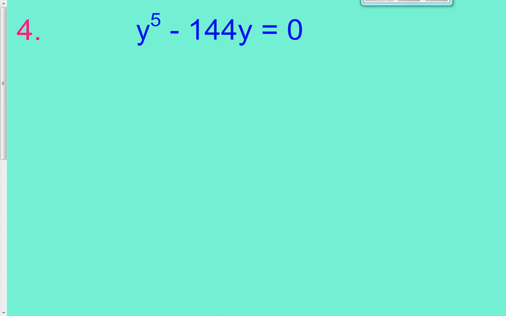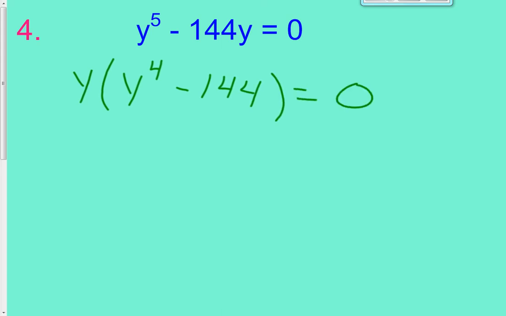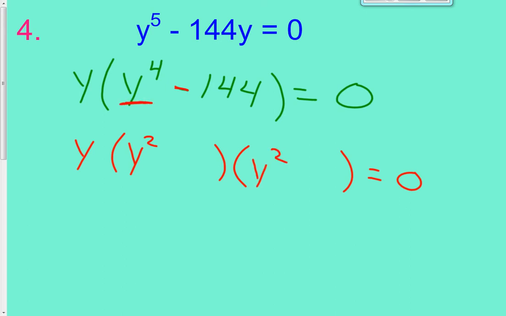Alright, you should have factored out a y to the first, and then you get y to the fourth minus 144. That equals 0. Maybe some of you got lost at this point, but others of you might have seen that once again you get 2 terms with a subtraction sign in the middle. It's very possible it's the difference of 2 squares. So we're going to make 2 different parentheses. I know that y squared multiplied by y squared gives me a y to the fourth, and 144 is a perfect square. It's a negative 12 times a positive 12. So I have successfully factored this binomial into 2 other binomials because it's the difference of 2 squares.